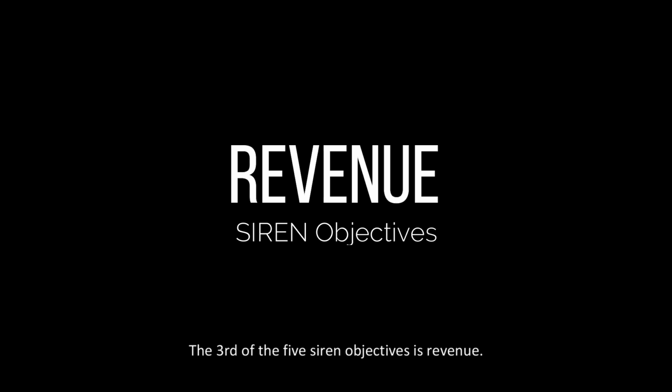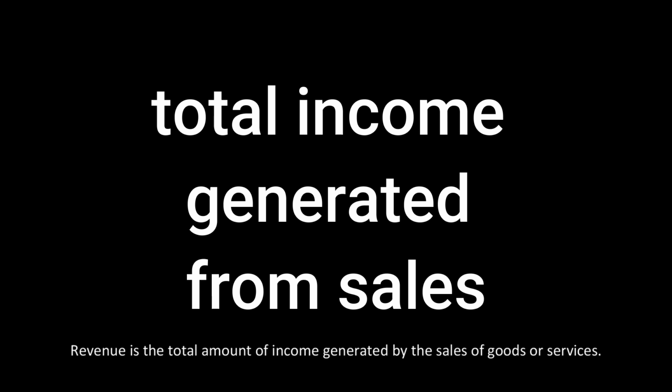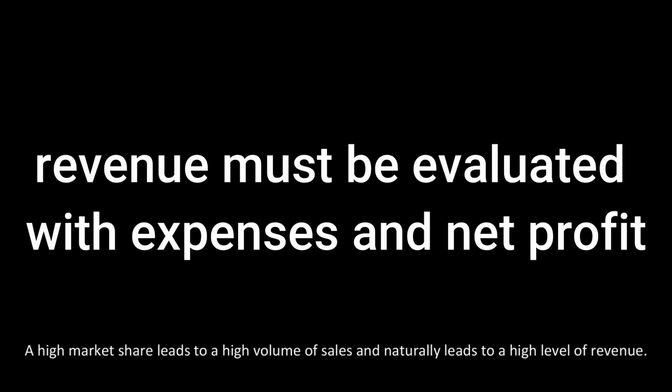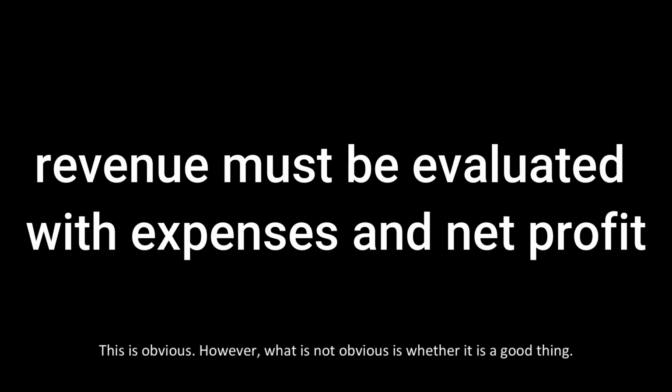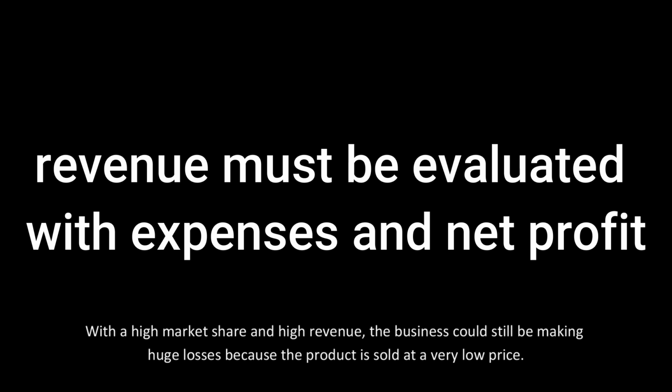The third of the 5 SIREN objectives is revenue. Revenue is the total amount of income generated by the sales of goods or services. A high market share leads to a high volume of sales and naturally leads to a high level of revenue. This is obvious. However, what is not obvious is whether it is a good thing. With a high market share and high revenue, the business could still be making huge losses because the product is sold at a very low price.